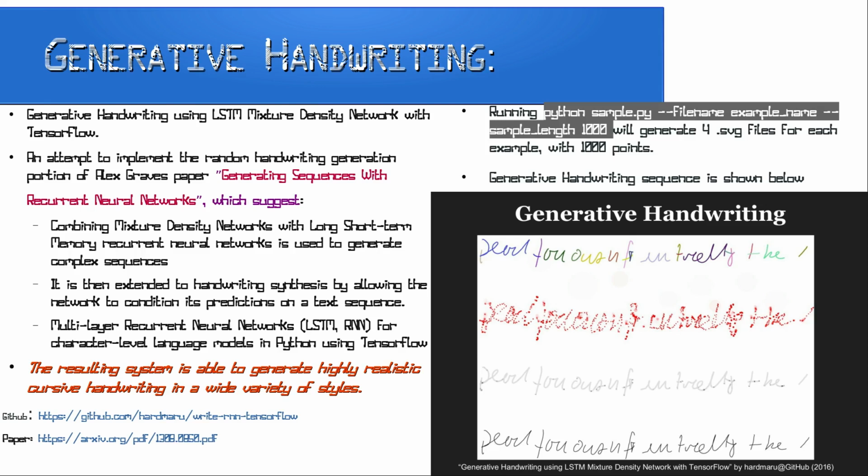The approach is demonstrated for text, where the data are discrete, and online handwriting, where the data are real-valued. It is then extended to handwriting synthesis by allowing the network to condition its predictions on a text sequence. The resulting system is able to generate highly realistic cursive handwriting in a wide variety of styles. Alex Graves' paper shows that we can generate complex sequences using LSTM recurrent neural networks by combining a mixture density network, a variant of neural network whose training progress can be monitored using TensorBoard.